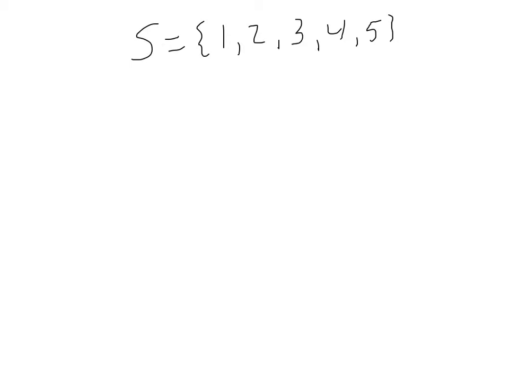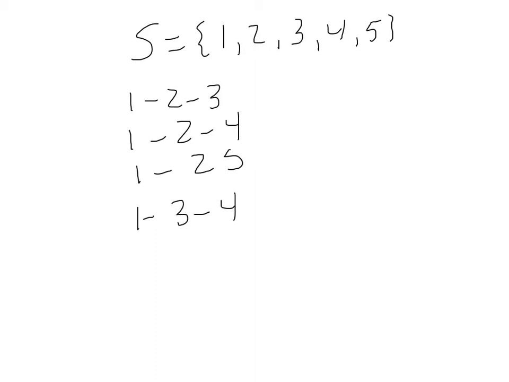Well, we could have 1, 2, 3, 1, 2, 4, 1, 2, 5, 1, 3, 4, 1, 3, 5, 1, 4, 5. So we know now that we would have 1, 2, 3, 4, 5, 6 different options using 1 as the first number.